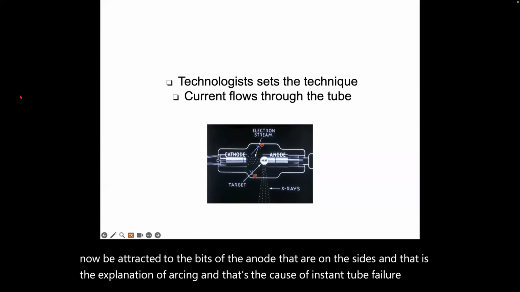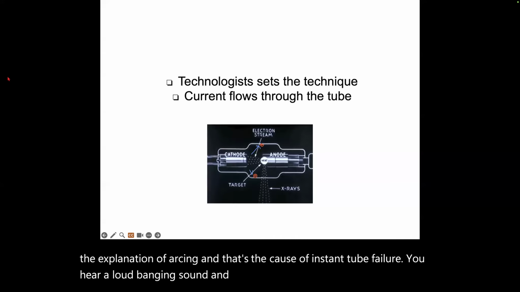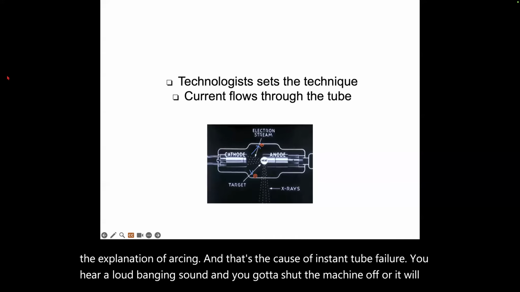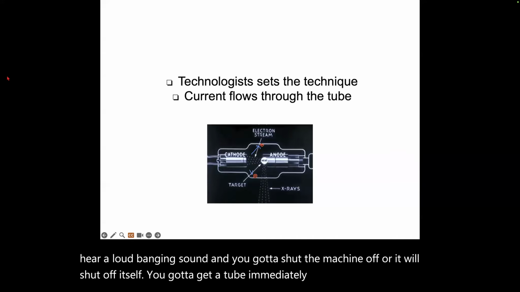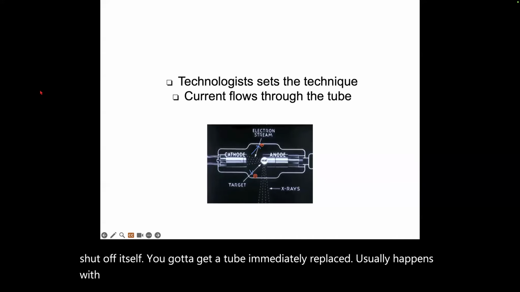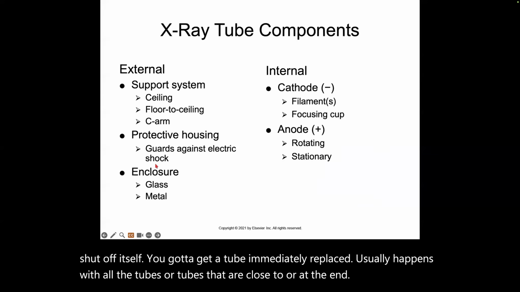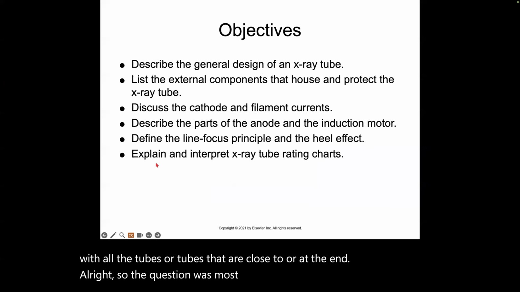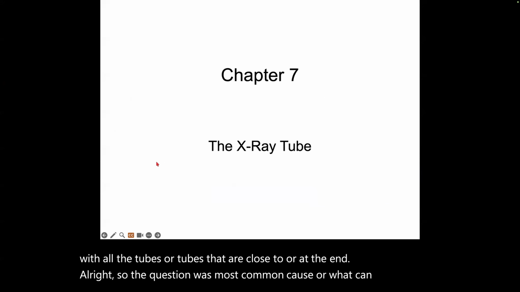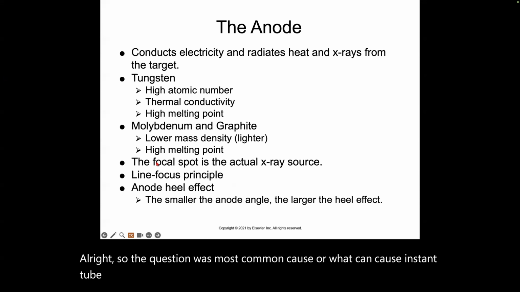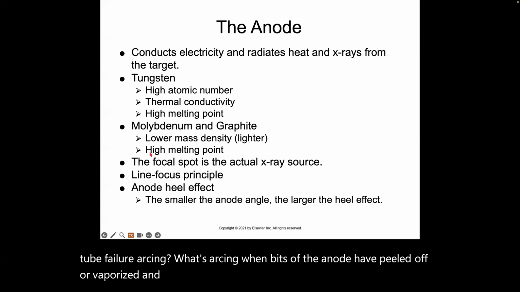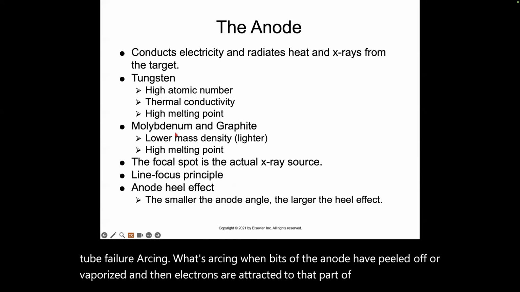You hear a loud banging sound and you've got to shut the machine off, or it will shut off itself. You've got to get a tube immediately replaced. It usually happens with older tubes or tubes that are close to or at the end of life. So the question was, what can cause instant tube failure? Arcing. What's arcing? When bits of the anode have peeled off or vaporized, and then electrons are attracted to that part of the anode and go where they shouldn't go.